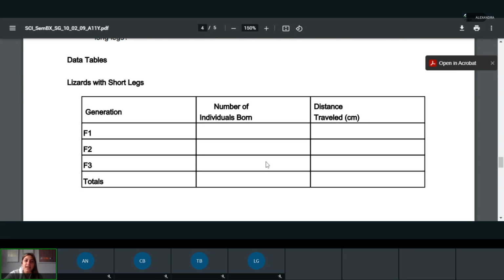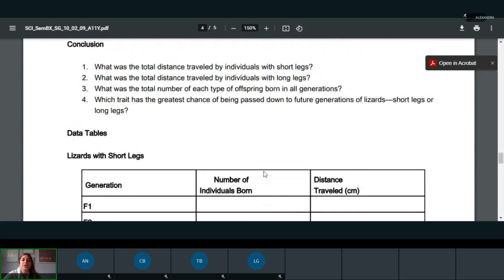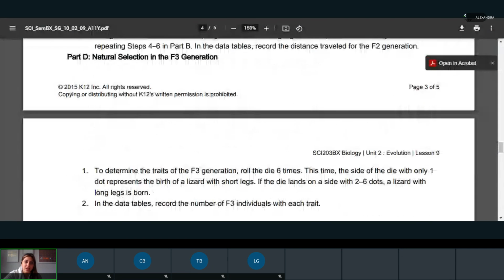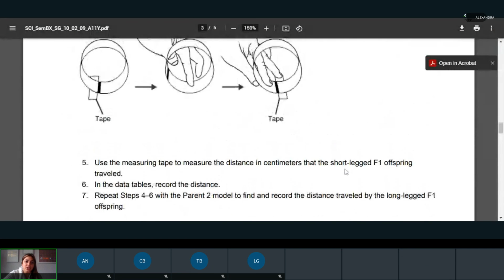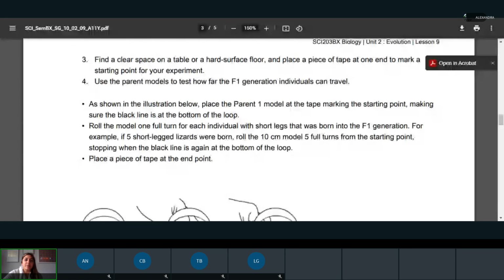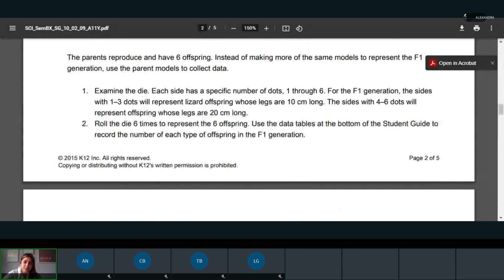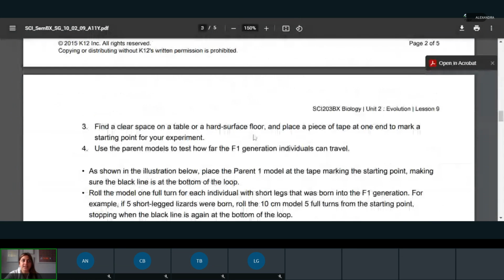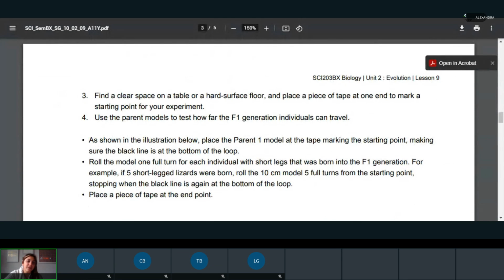So this is where it's going to get a little different for each of us, even though we're going to do the same thing all together. So now what I want you guys to do, right? So it says we are going to roll the die 6 times to represent the 6 offspring. You're going to use the data tables at the bottom of the student guide to record the number for each type of offspring in the F1 generation, which is what we just did. Now you're going to find a clear space on a table or a hard surface floor, and you're going to place a piece of tape at one end to mark the starting point for your experiment.